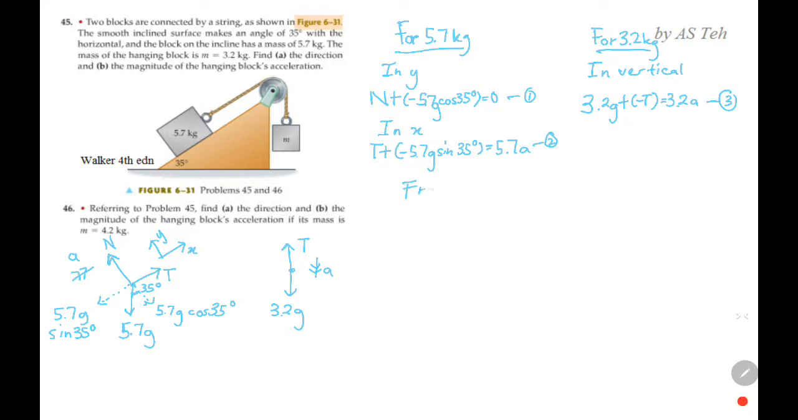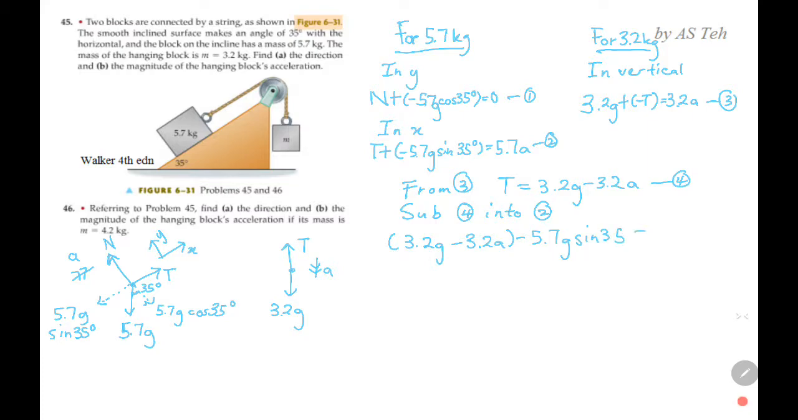So from equation 3, I actually get T equals 3.2 g minus 3.2a. Okay, now what we do is we substitute 4 into 2, and what we get is 3.2 g minus 3.2a minus 5.7 g sine 35 equals 5.7a. So therefore 8.9a equals 3.2 g minus 5.7 g sine 35 degrees.